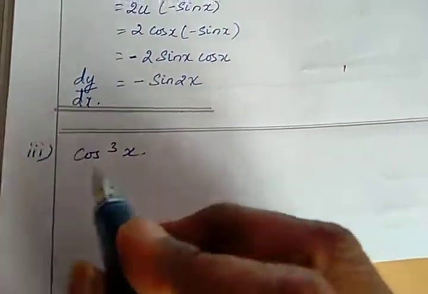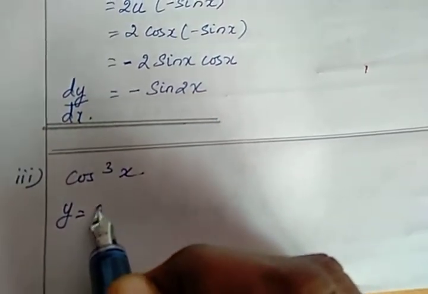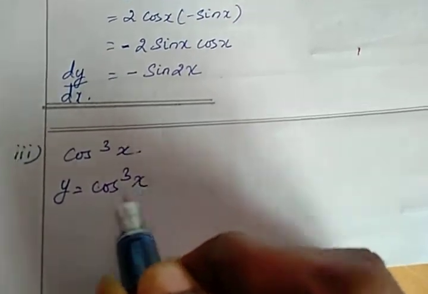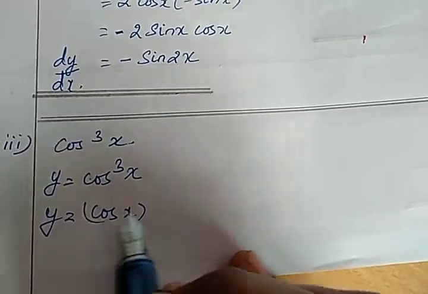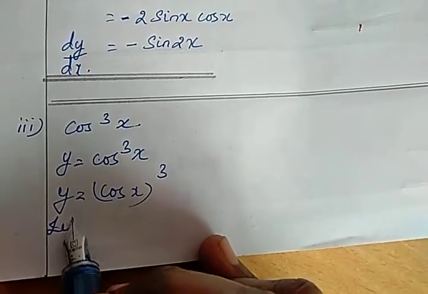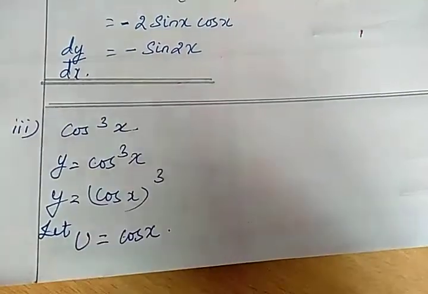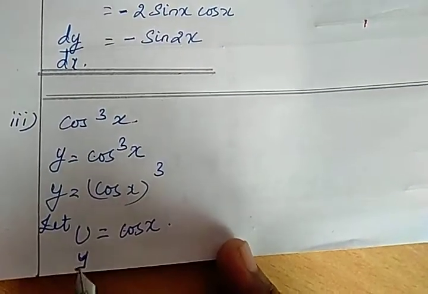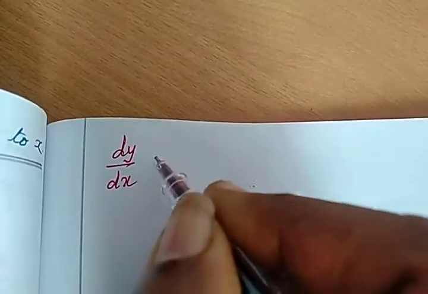Third sum is cos cube x. As usual, we will take cos cube x as y. Cos cube x, take cube outside, so you will have cos x the whole cube. Let us substitute u is equal to cos x. So what will be y? Y will be u cube. Now you have to find out dy by dx. So what is your formula?